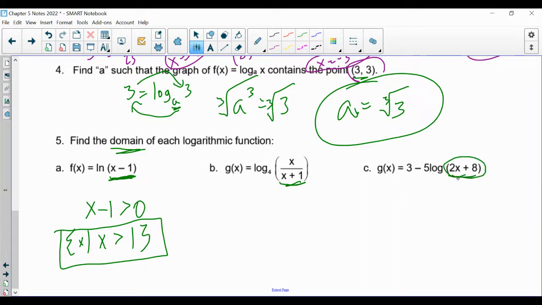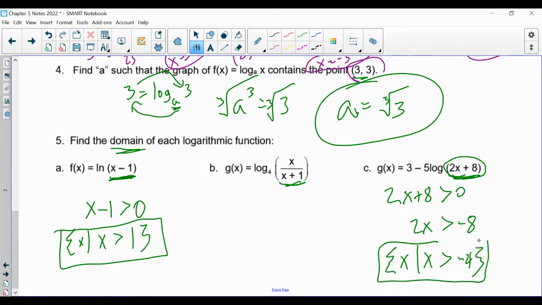All that's going to change our domain, because domain is with the x, is the stuff inside of the log. So we're going to take that 2x plus 8, say it's bigger than 0, and solve it. So we say 2x is greater than negative 8, divide by 2. So x has to be bigger than negative 4. Again, put the nice set notation, or you could put in an interval if you wanted, but we need to have it in that proper notation, right?